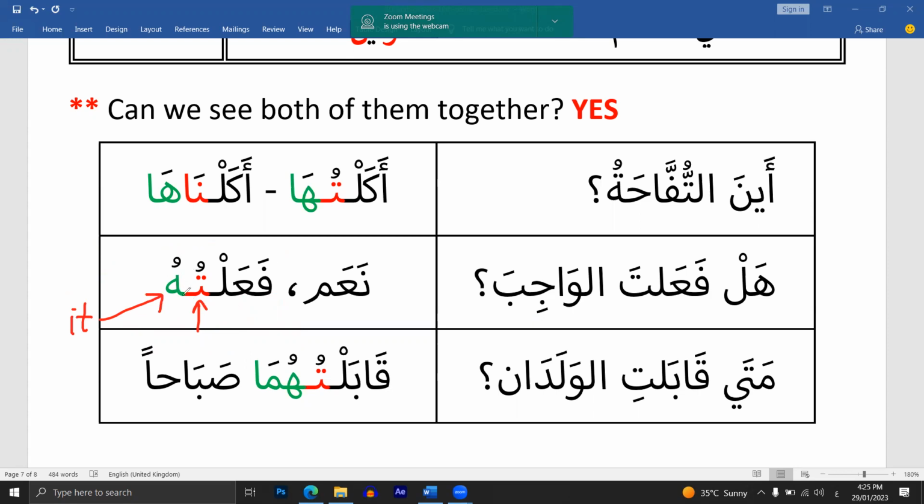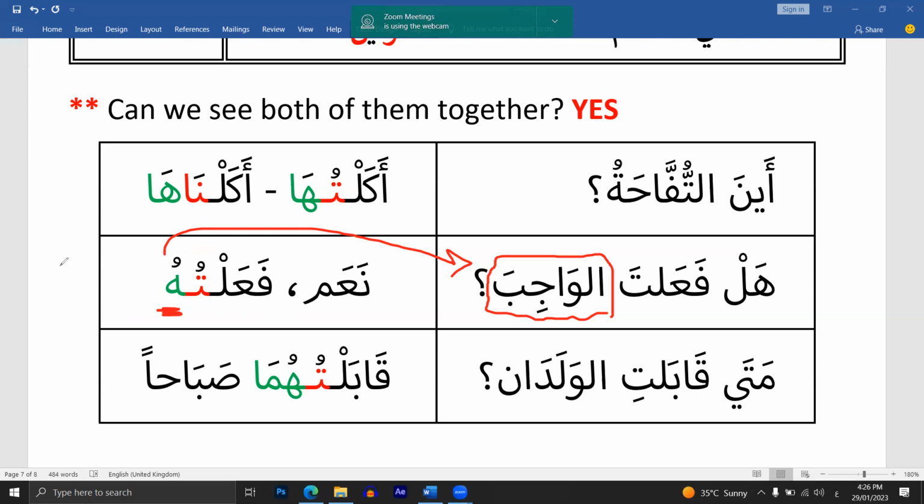This one, why did we choose this here? Why didn't we choose this one? Why did we say فعلته? Why didn't we say فعلتها or فعلتهم? Because it is the third person masculine. Yes, because this one, this hu, reflects الواجب, right? And wajib is masculine singular. That's why we use this one.